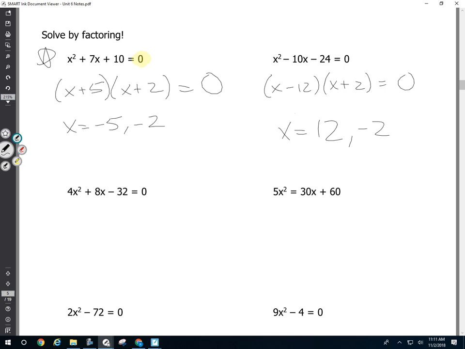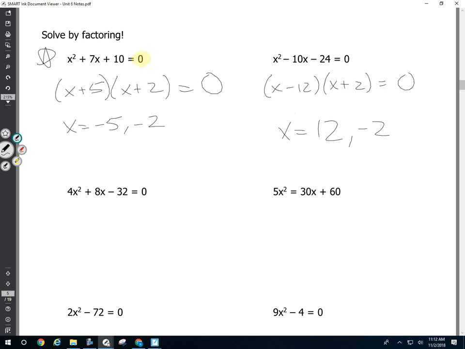Sometimes you don't believe this, and sometimes this seems like magic, but in a calculator, take 12, square it, subtract 10 times 12. Subtract 24, 0. Take -2, square it, subtract 10 times -2, subtract 24, 0. We found the solutions just using an alternate approach.